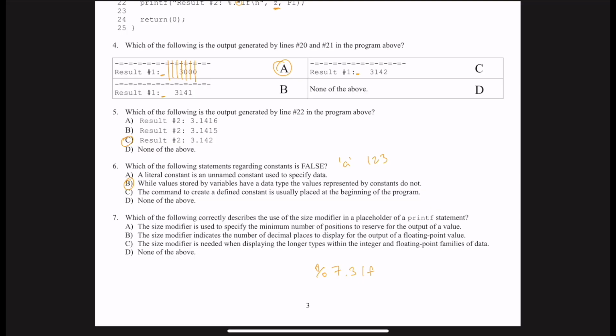So A, the size modifier is used to specify the minimum number of positions to reserve. No, that would be the width. B, it indicates the number of decimal places. No, that's going to be the precision. And C, the size modifier is needed when displaying the longer types within the integer and floating point families of data. That is true, because again, we say, do we want, no matter what the value is, do we want to display it as a double, or do we just want to display it cast to an integer? So that size modifier determines that. So therefore, C is the correct answer.